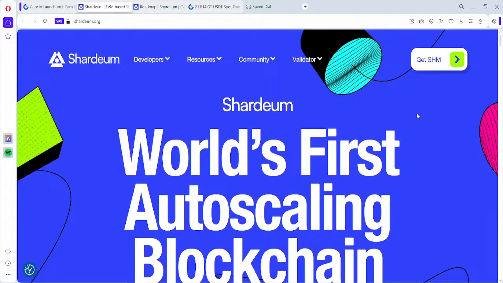With EVM compatibility, SHARDEUM is tailor made for those familiar with the Ethereum Virtual Machine, ensuring a smooth transaction and user friendly experience. Second is low gas fee, which means experiencing minimal transaction cost, making decentralized applications more accessible and cost effective. And third is true decentralization, where SHARDEUM stands firm on its commitment to decentralization, ensuring a platform where everyone has a voice.